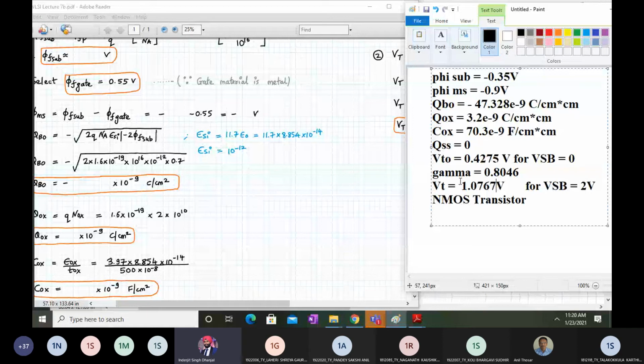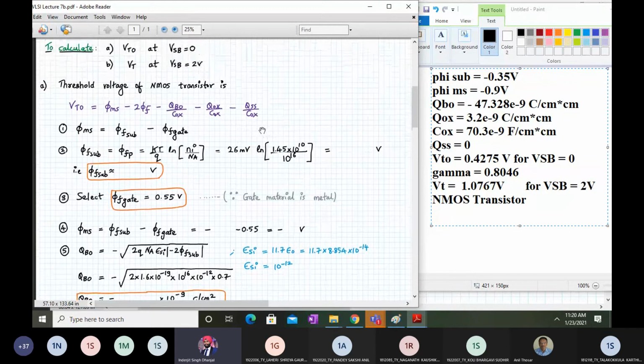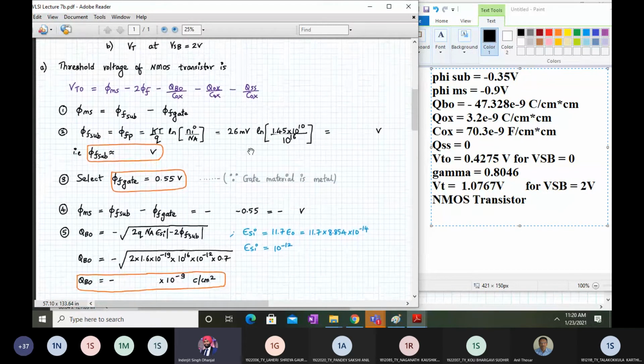If you are a design engineer, you should know all these terms and what they affect. Normally in numericals, they might give you directly the value of VTO, but you should understand that this VTO comes from all these factors. The entire band bending which we have studied is just minus 2 phi f. So all these things have a lot of significance.